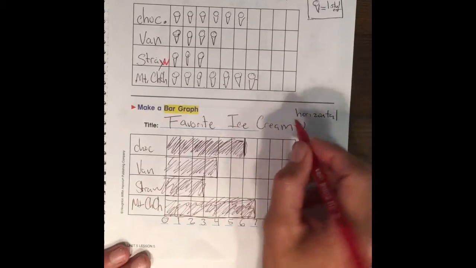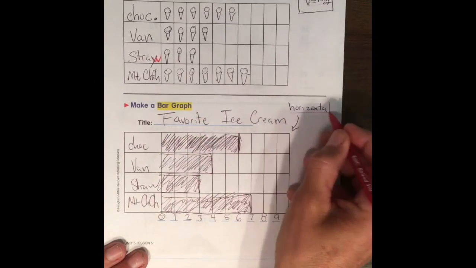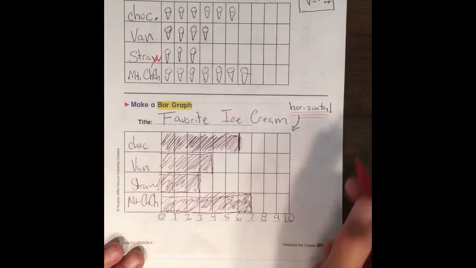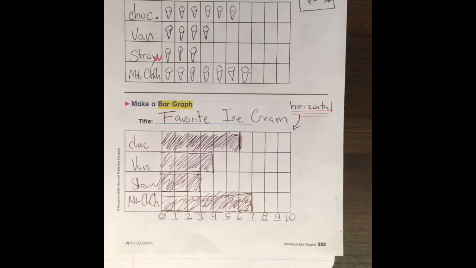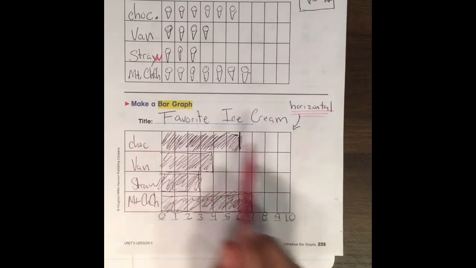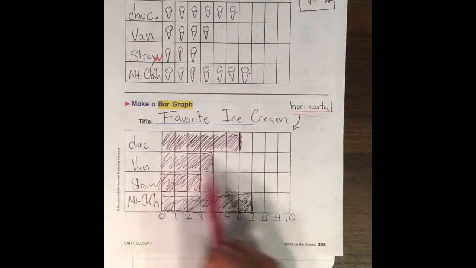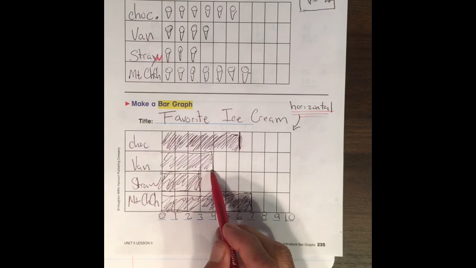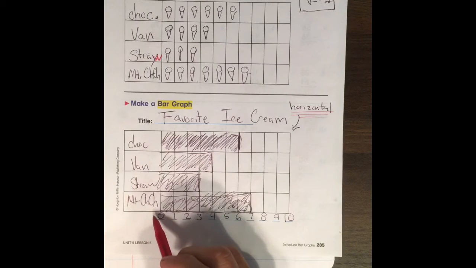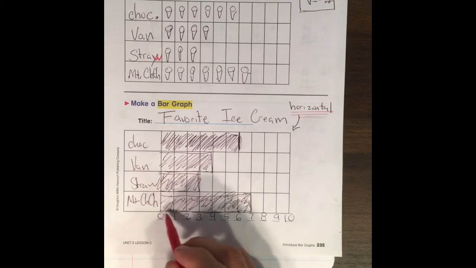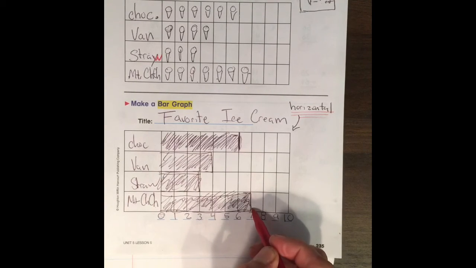One note is this is a horizontal bar graph, meaning it's going across. Vertical ones go up and down. But for this one, chocolate goes over to 6, vanilla goes over to 4, strawberry goes over to 3, and then mint chocolate chip goes all the way to 7.